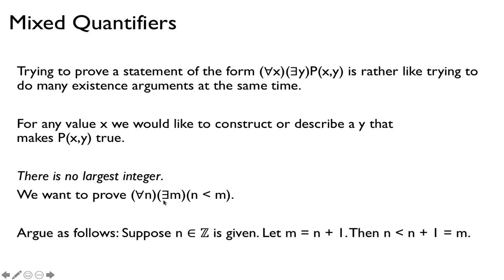Suppose the n is given. In other words, n is arbitrary. For any n, here's how you can produce an m that depends on that n. Let m be n plus 1. So we take any given n, add 1 to it. We found an m that is bigger than n, because n is less than n plus 1 certainly, and n plus 1 is m. So this is an example where we're proving an existence argument for a possibly infinite number of other values of x. So given any n, we found something that satisfies that condition.